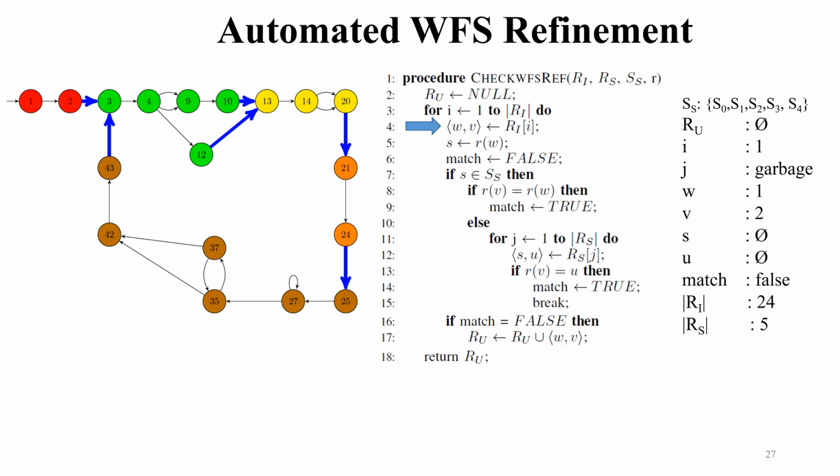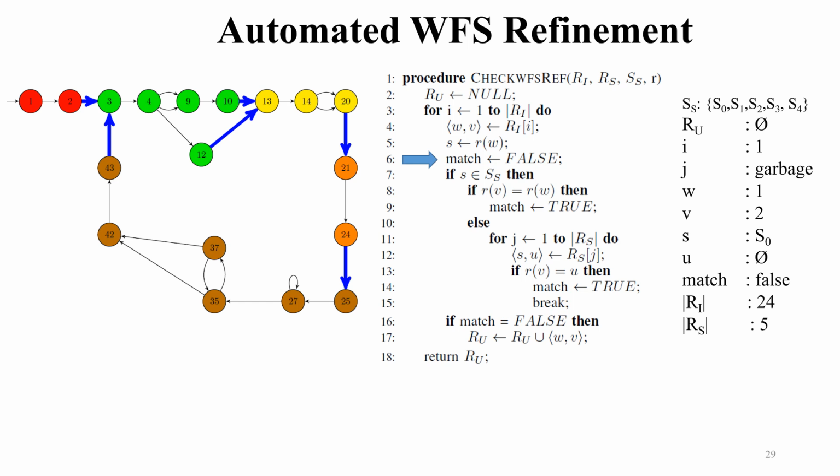Once we have initialized the variables, we start with line 3, where I gets the value 1, and it goes all the way up to 24. We have to consider W comma V from our implementation transition system. So W and V get the value of the first transition, which is 1 goes to 2. Line 5 says that S should get the value of R of W, the refinement map of W. And we know that since it is in red, that corresponds to S0.